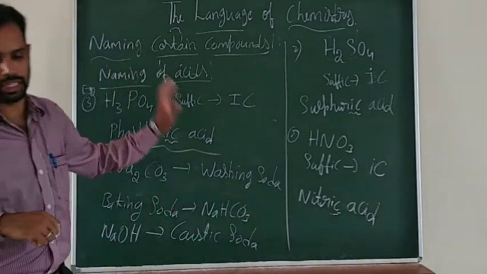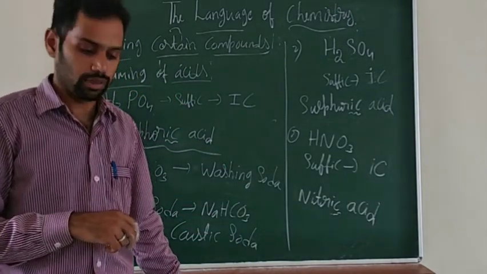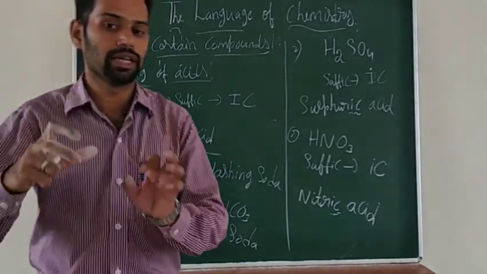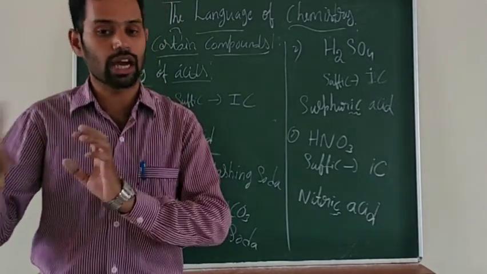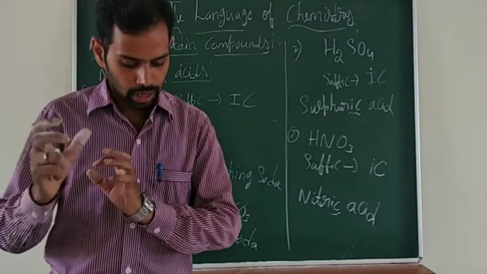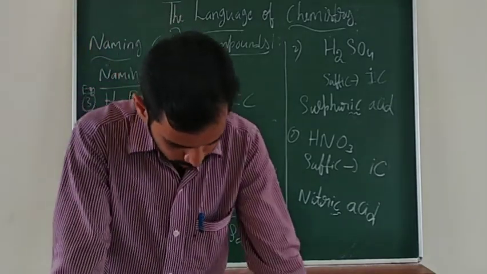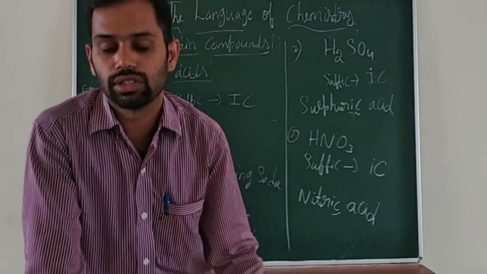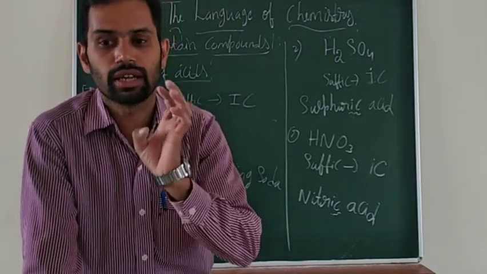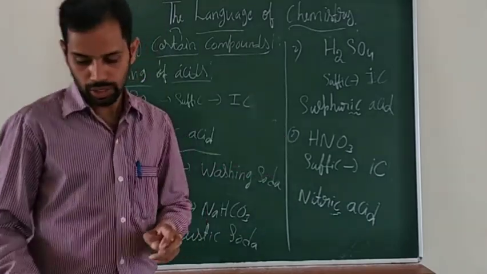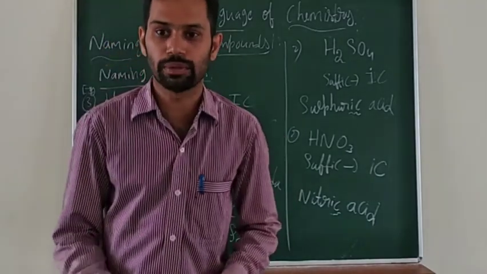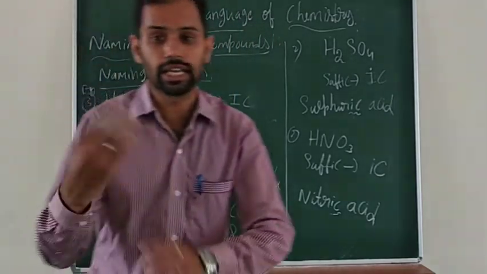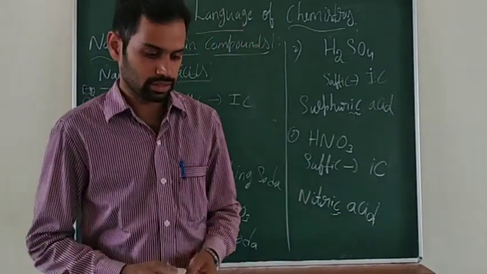So these are a few examples of trivial names. Trivial names are for certain compounds that do not follow any systematic method of naming. Such names are called trivial or common names. In today's class I will stop here. Just recall what you learned in this class.